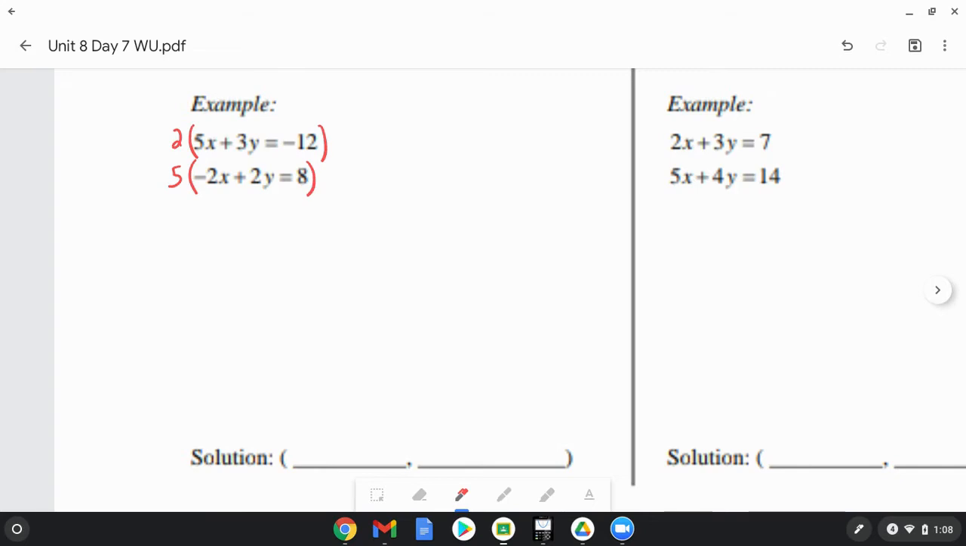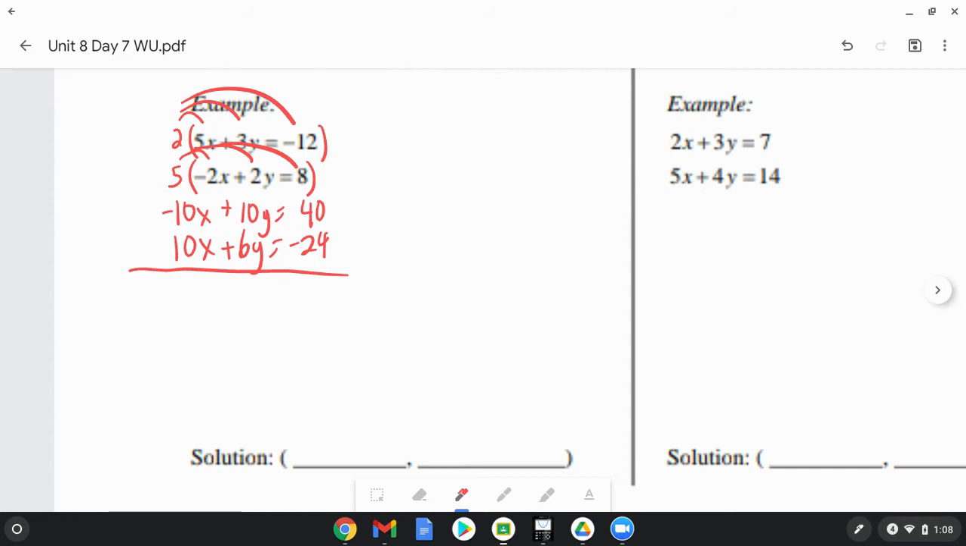I didn't multiply by -2 up top because it was already negative, and I want one to be positive, one to be negative. So if I multiply this 2 by all three, I'd get 10x plus 6y is equal to -24. If I multiply this 5 by all three, I get -10x plus 10y is equal to 40. And then just like yesterday, we're going to add these two equations together. So the 10x's will cancel. I'll be left with 16y is equal to 16 if we add 40 plus -24. We divide by 16 and we get y equals 1.